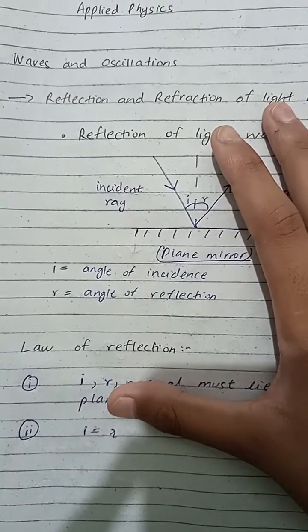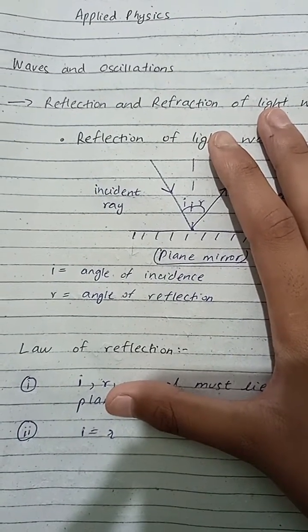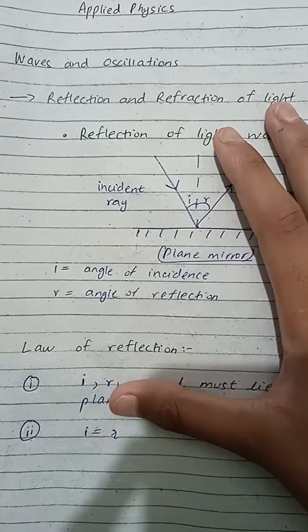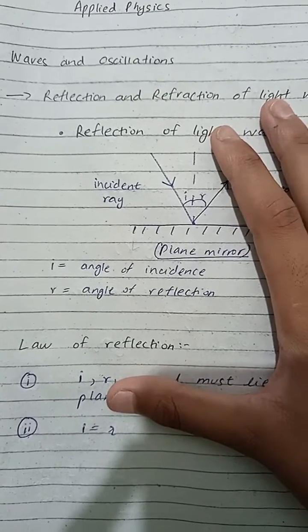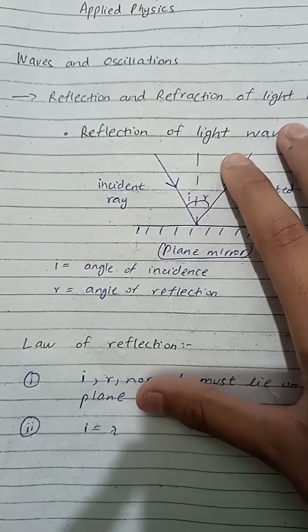And another law of reflection is that I is equal to R. Both the angle of incidence and the angle of reflection will be equal. This is the law of reflection. Okay, this is how it works. This is the first topic.